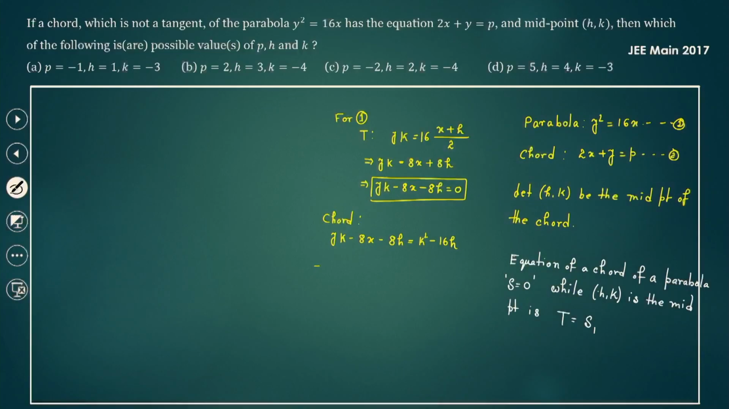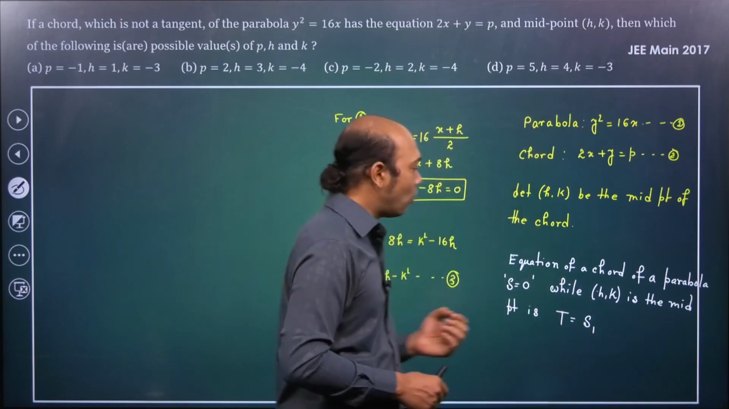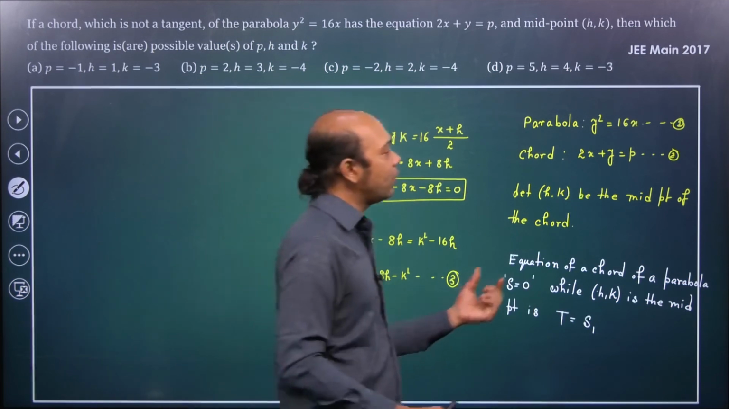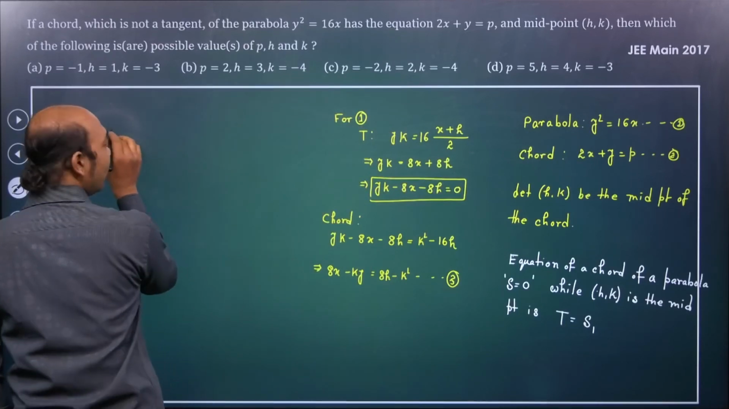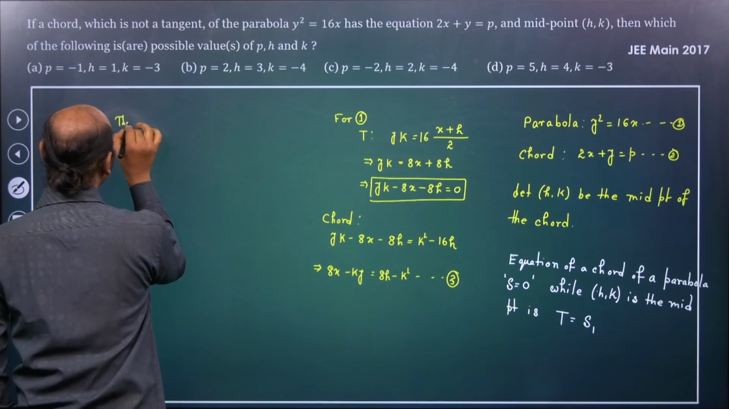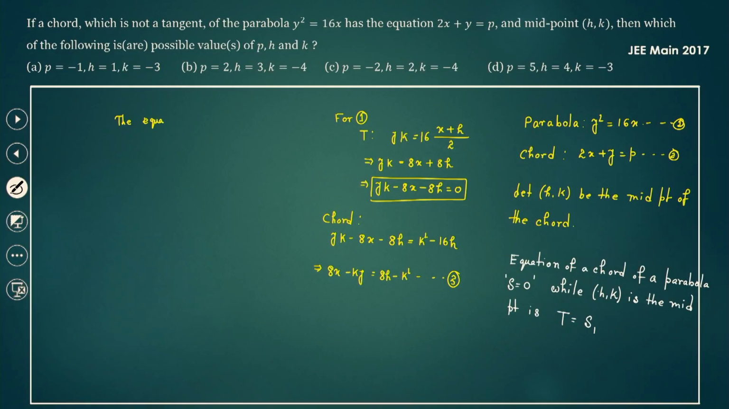Let's rearrange it. First we consider the 8x, so 8x minus ky is equal to 8h minus k square. That's the equation of the chord we have. Now we are already given 2x plus y equal to p as the given chord, and this is also the chord. Therefore equations 2 and 3 will be identical to each other.